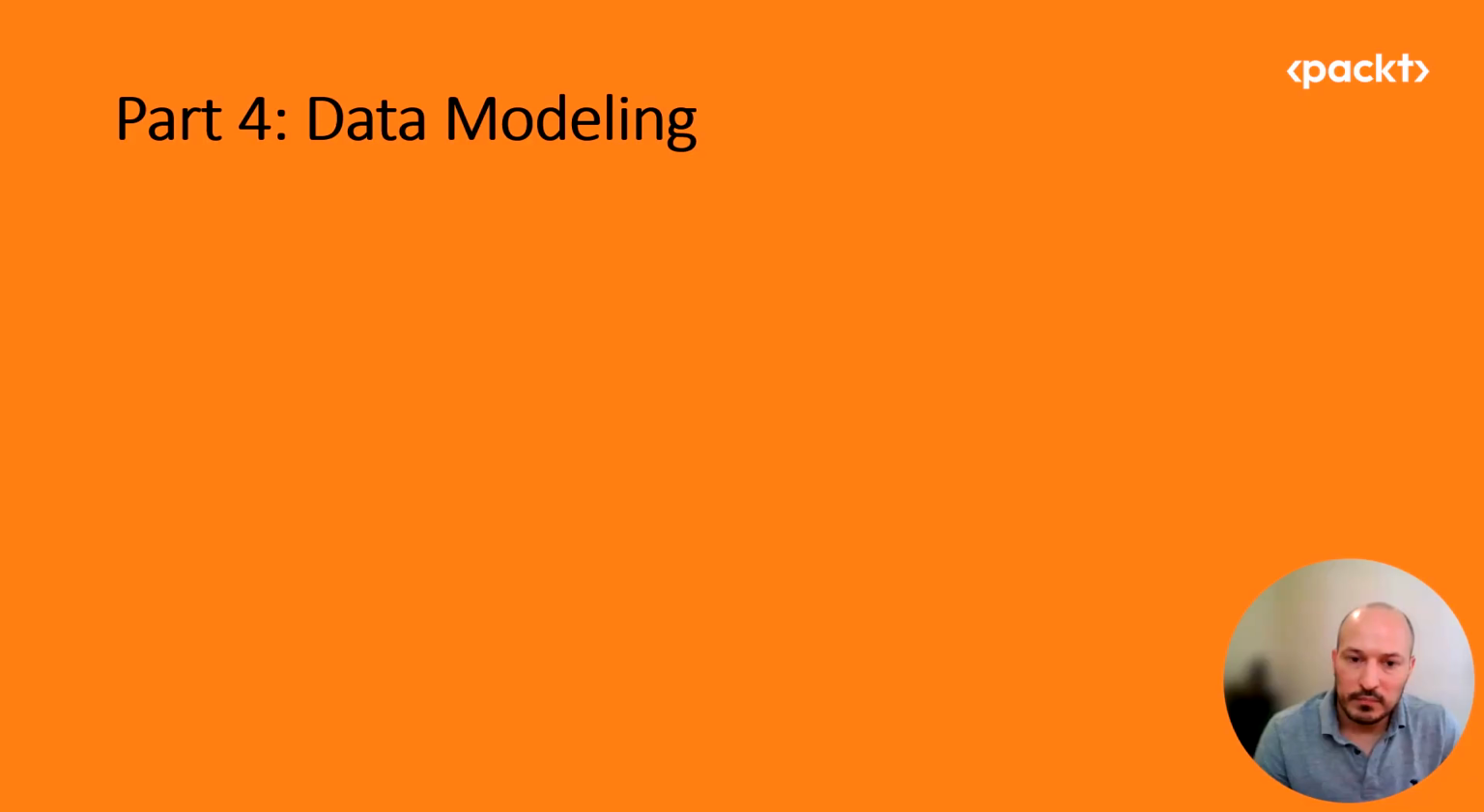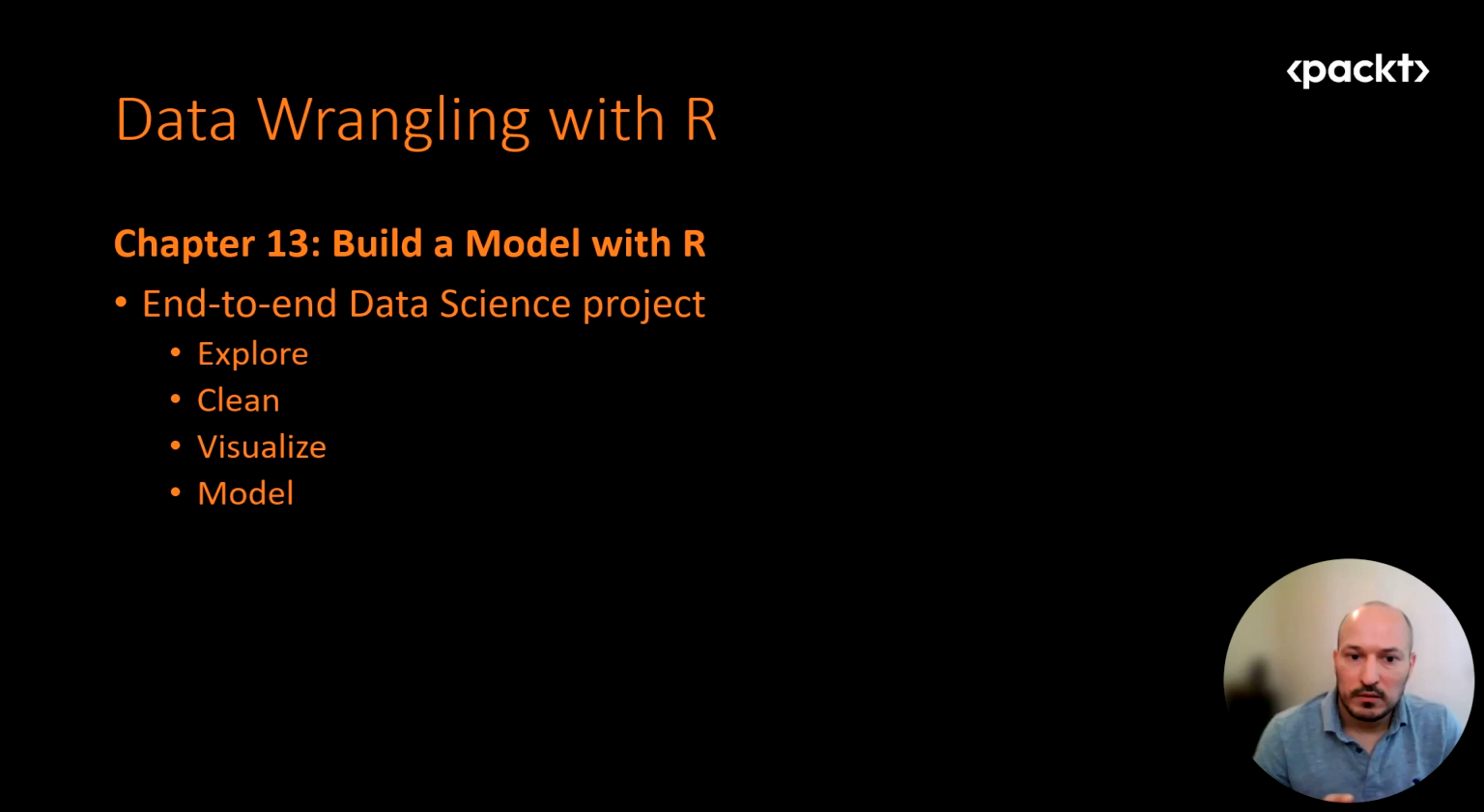Then part 4 is data modeling. So this is the final part of our book, and here we have the last 2 chapters where we go through a complete data science project, from the problem definition and data acquisition to the deploying of the model in a web app. So chapter 13 is how to build a model with R. So it's an end-to-end data science project.